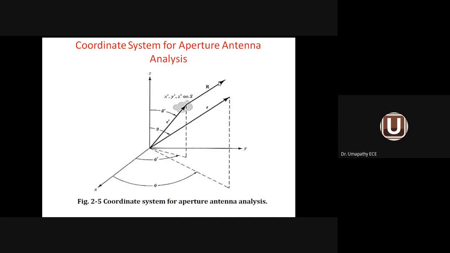So at a distant point r, we want to calculate the electric field as well as the magnetic field because of the aperture antenna. So we will have E theta, E phi, H theta, H phi components with E r equal to 0, H r equal to 0. Because whenever I go to the far field, I will have only two angle parts, theta and phi. The r part will become 0.